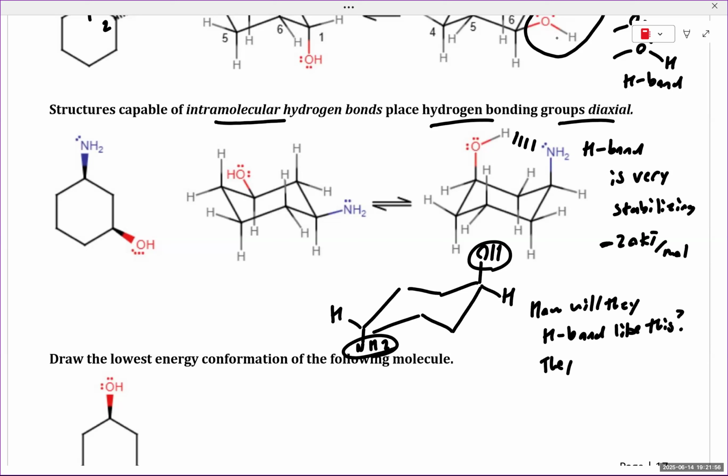The answer, they won't. So you want to make sure your hydrogen bonding substituents are 1,3 diaxial and they're close in proximity in 3D space. This enables them to hydrogen bond and enables the molecule to be stabilized by this hydrogen bonding interaction.